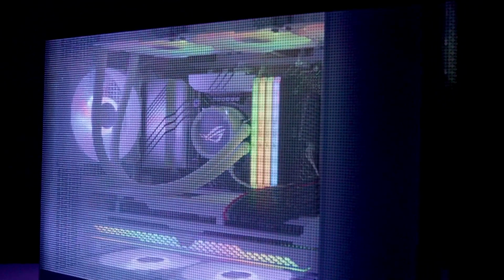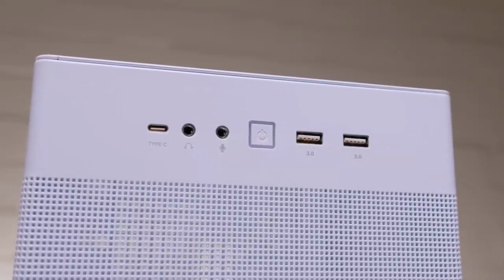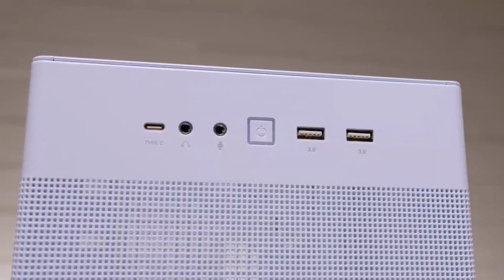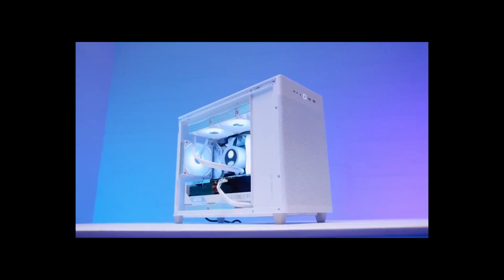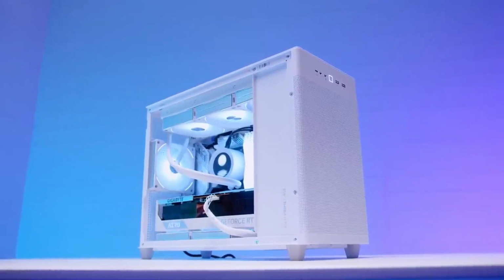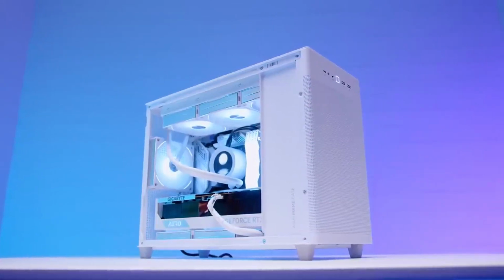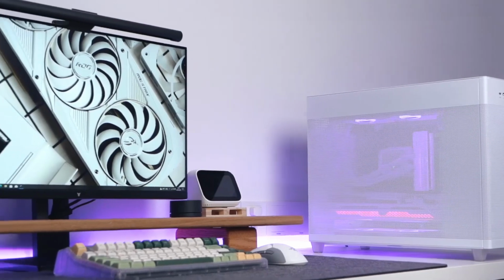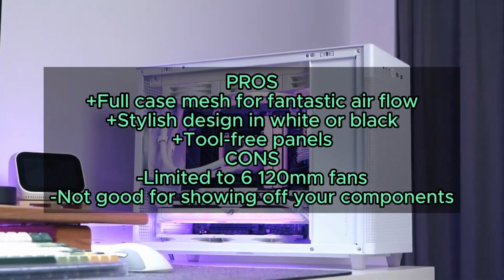Given the size of the case, fitting everything in might be a bit tricky, but the AP201 manages to make the process as painless as possible by mounting the power supply at the front of the case and connecting it to the rear via an extension cable. One downside could be the lack of an option for a glass side panel for those who want to showcase their internal hardware. But for those who prefer a PC that doesn't draw attention, this might be exactly what they want.